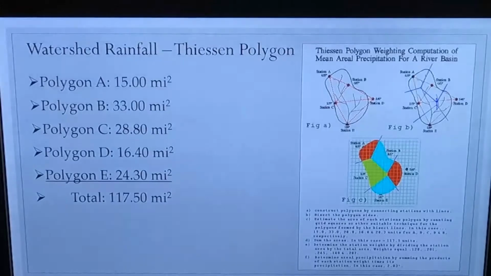So over here on the left, again, like I said, I will post these notes. I did most of the work. These are the areas in square miles for each one of those little polygons. And that's how I knew that there were 117.5 square miles in this watershed.